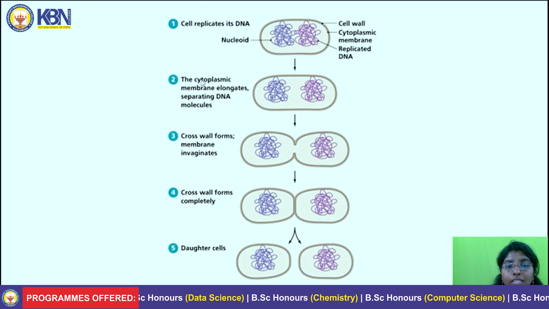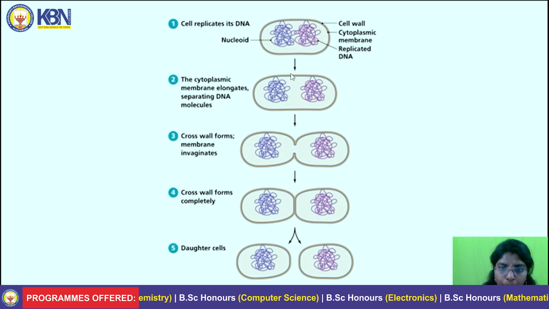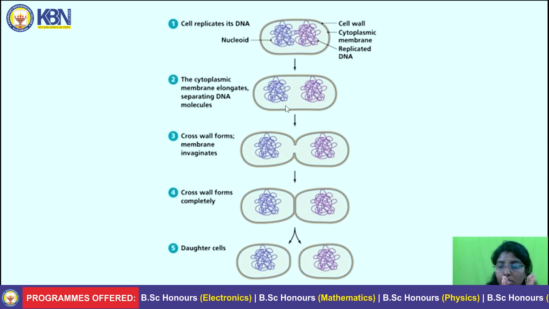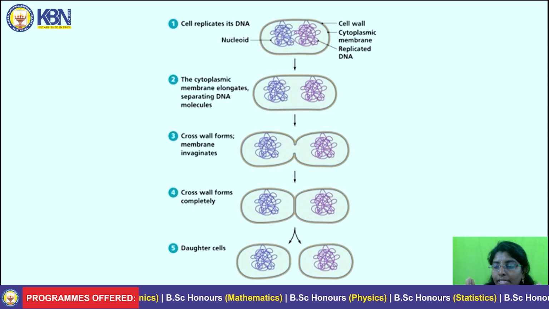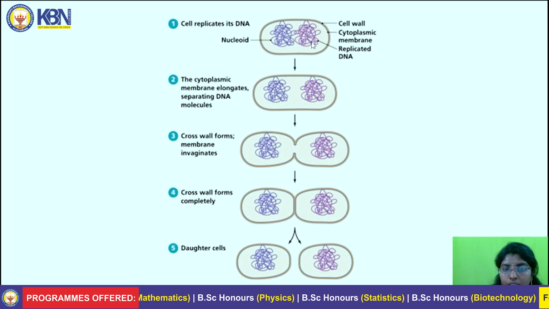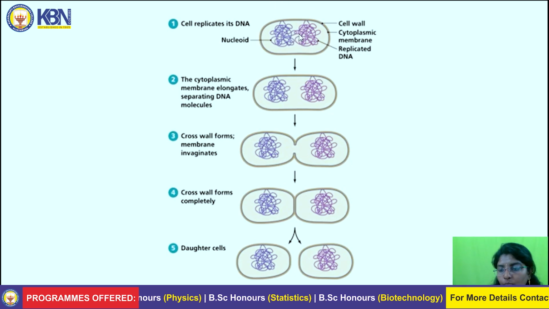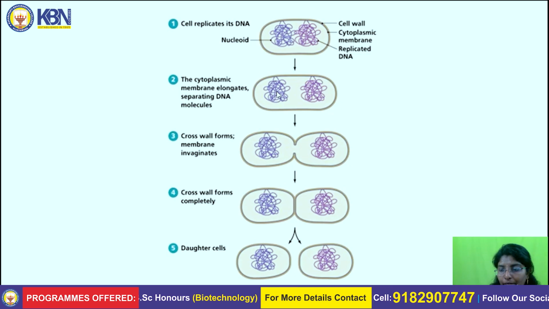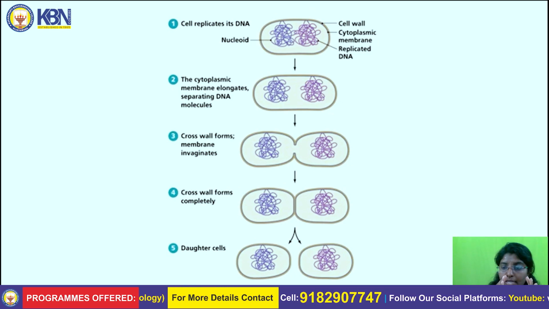After that, the cytoplasmic membrane elongates. This is the second step. This cytoplasmic membrane elongates, separating the DNA molecules. In the first one we can observe that some of them are attached, but in the second step they get separated, and the cytoplasm is getting enlarged.